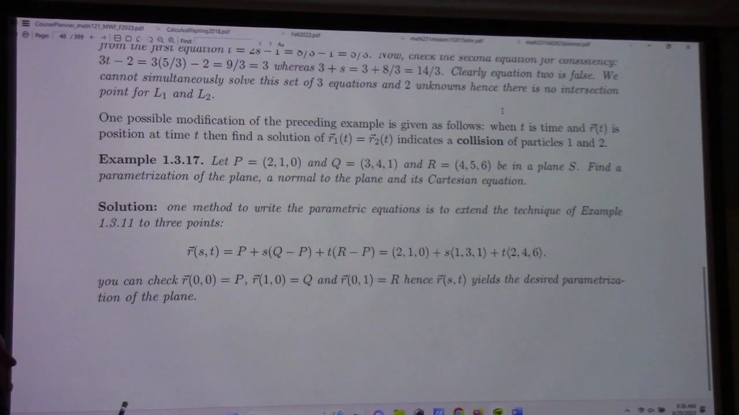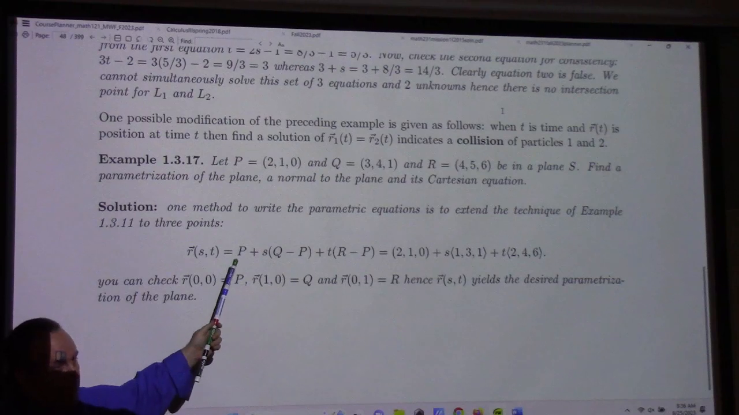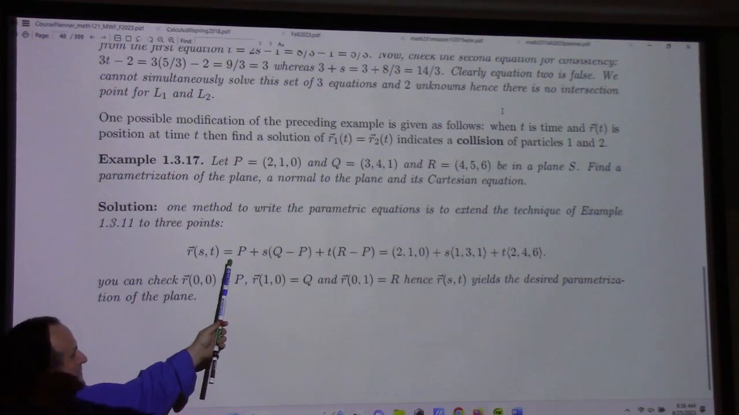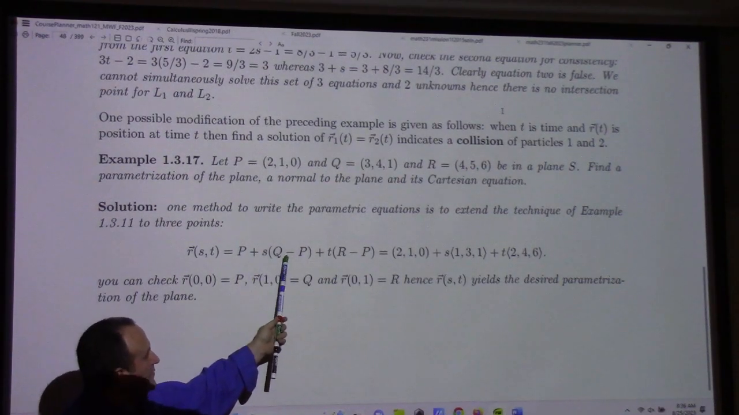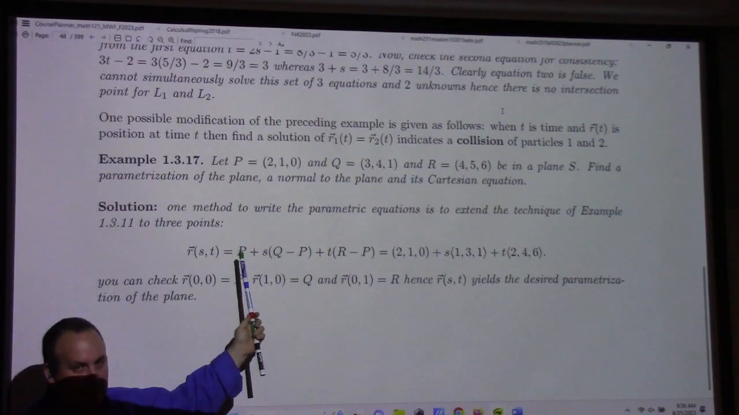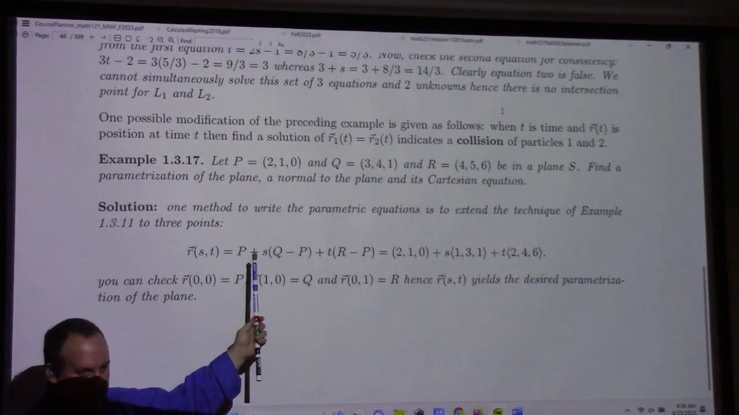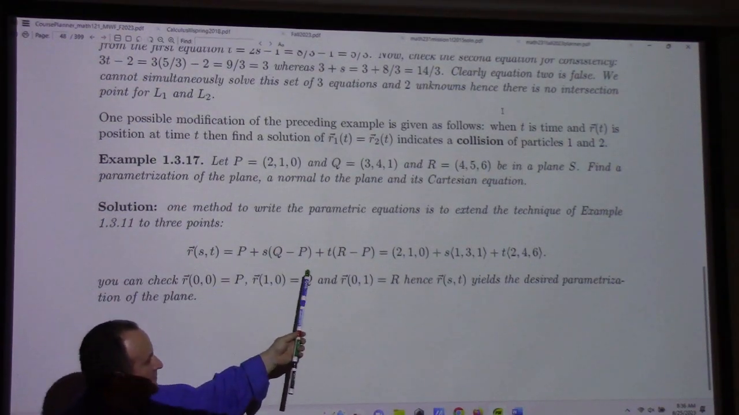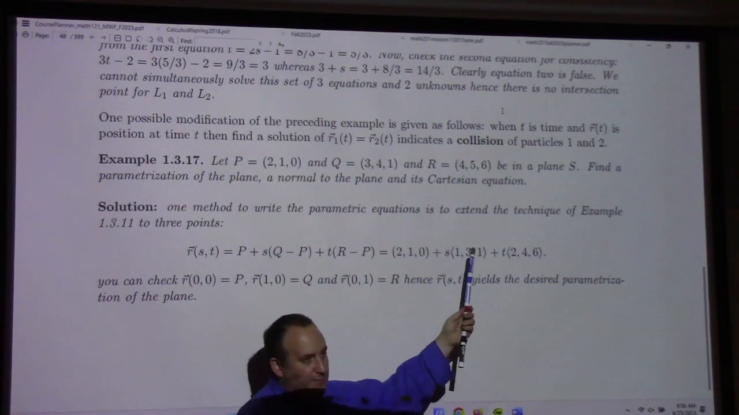So the parameterization is really easy. You can use the trick I wrote down last time, right? This formula: P plus s times (Q minus P) plus t times (R minus P). This is the parameterization of a plane that has those 3 points. And once you have that, you can rewrite it like this. And there you go. That's the parameterization of the plane.